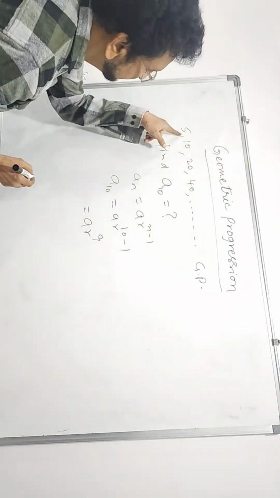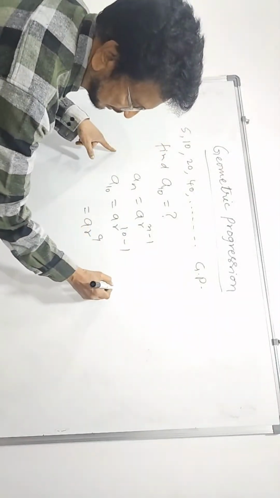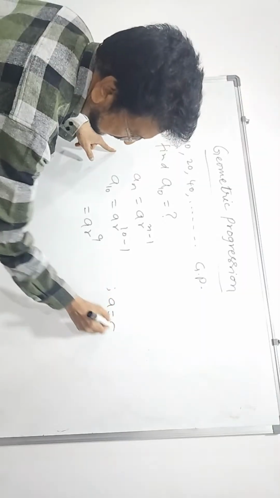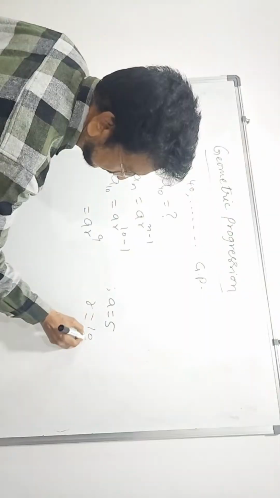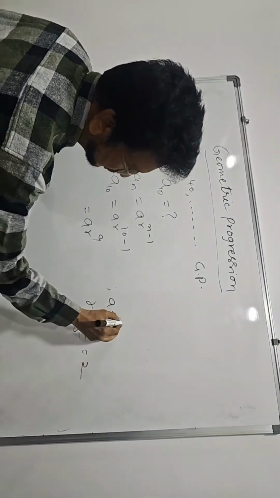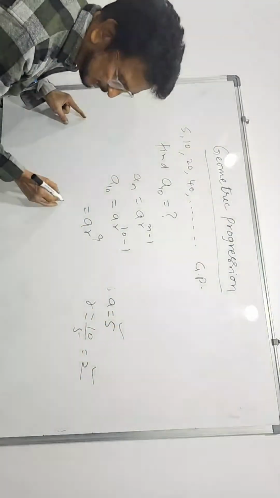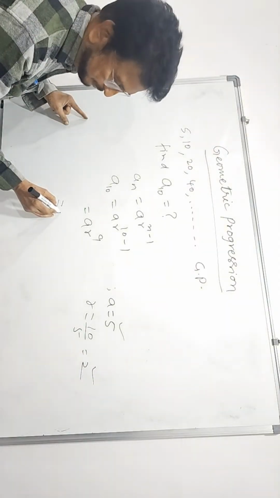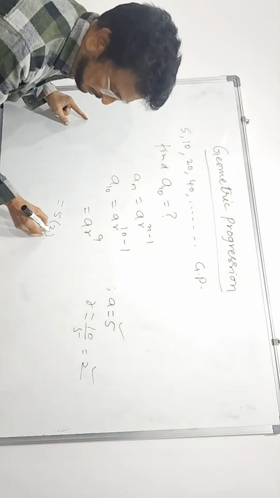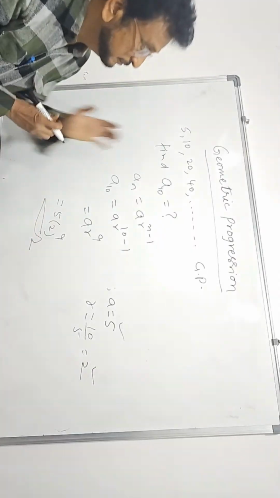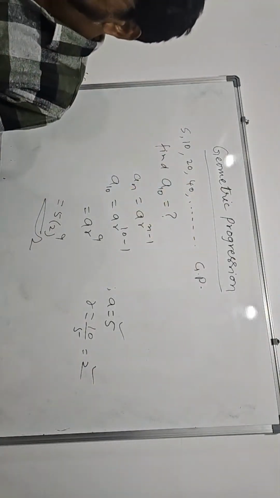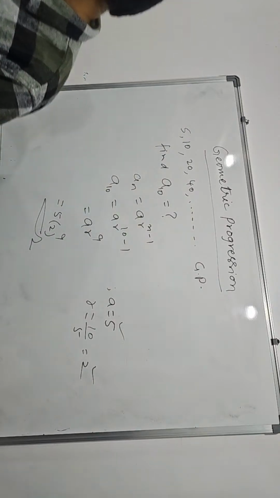A means 5, you know. A is 5. R is how much? T2 by T1 means 10 by 5, which is 2. These two values substitute here. You will get the 10th term. 5 into 2 power 9. This is the 10th term of this series. Any term you can find out with this formula.